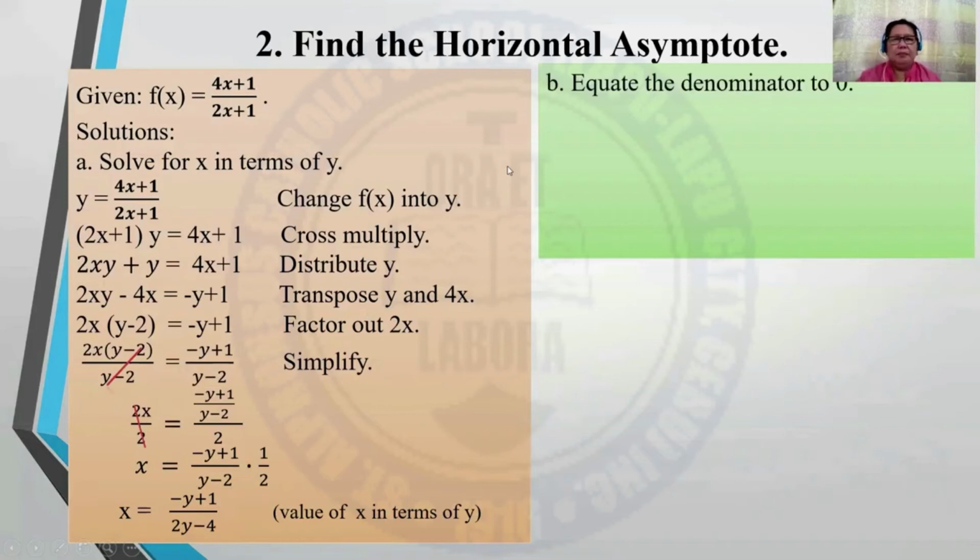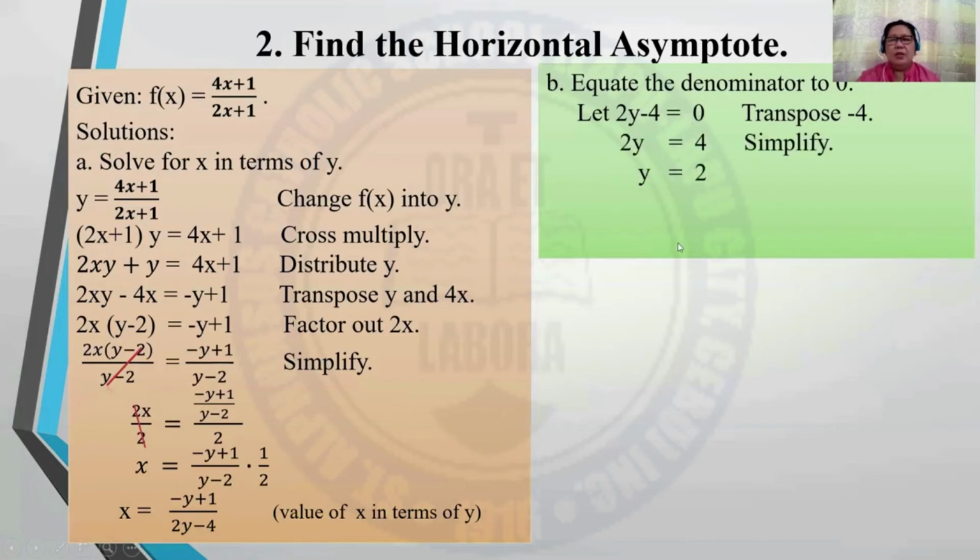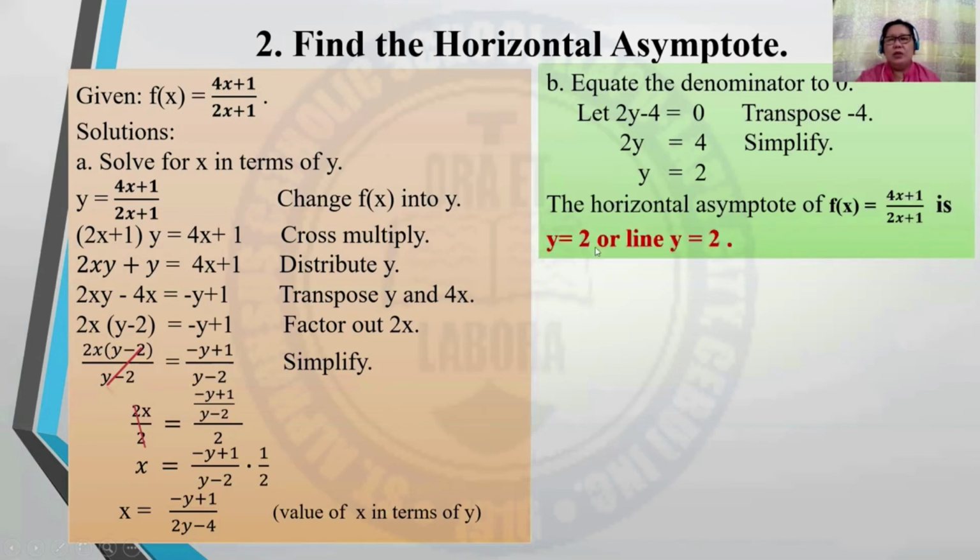And then equate the denominator to 0. The denominator is 2y minus 4. So let 2y minus 4 equal 0. Then transpose negative 4. You have 4. Y is equal to 2. Then the horizontal asymptote of f of x is equal to 4x plus 1 over 2x plus 1 is y is equal to 2, or line y equals 2.